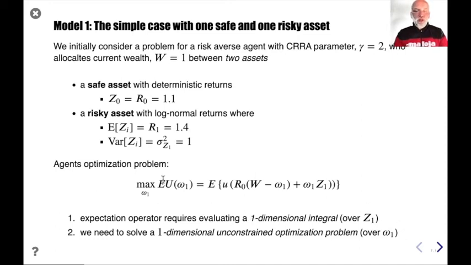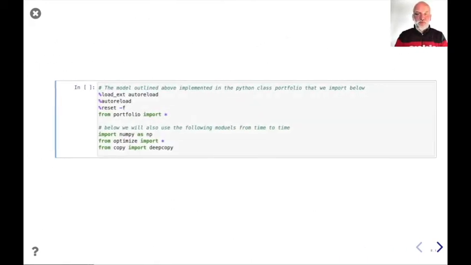Okay, we need to solve a scalar optimization problem. This is no longer a vector, right? There's only one asset or portfolio share to choose, because omega 0 is implied by that through the budget constraint. So we need to solve a one-dimensional, unconstrained optimization problem over omega 1. And it makes it easier for us to graph the expected utility as a function of omega and inspect the results. So we're going to start with this simplest possible example first.